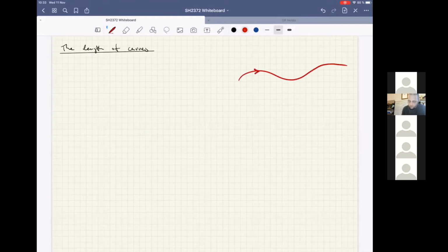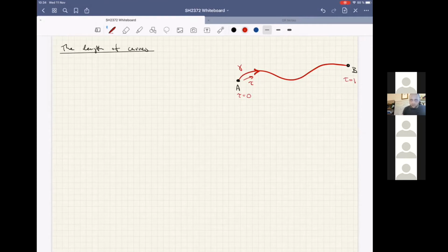So the length of curves, if I take now a curve, this is a curve inside my manifold, and I can call this curve gamma, and it has some curve parameter, which I'm going to call tau in this case. So I can ask the question, what's the distance along the curve from point A to point B? And just for definiteness, I'm going to put tau equal to 0 at A and tau equal to 1 at B.